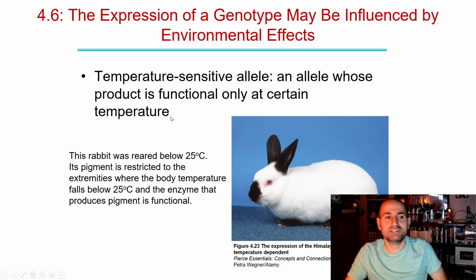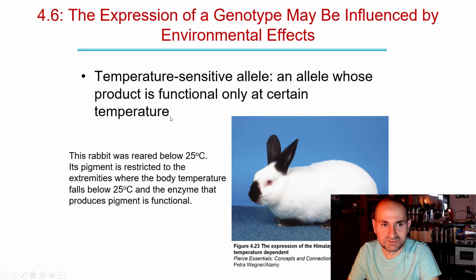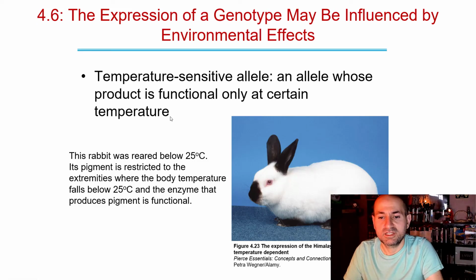Now this one's really a favorite of mine. It's very interesting, and that's other types of phenotypes that are perplexing until further researched. And here's an example: temperature sensitive alleles. This is an allele whose product is functional only at certain temperatures.